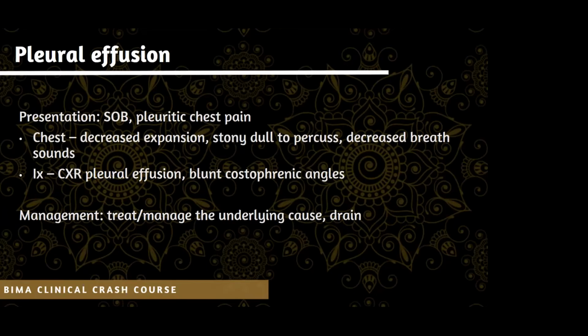Essentially, to manage it, you treat the underlying cause. So if it is something like Meigs syndrome, you get rid of that tumor. If it's something like heart failure, you manage the heart failure, you offload them, give them diuretics, etc. And also you can drain the pleural effusion.